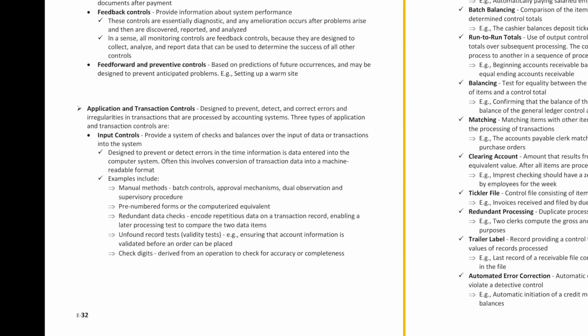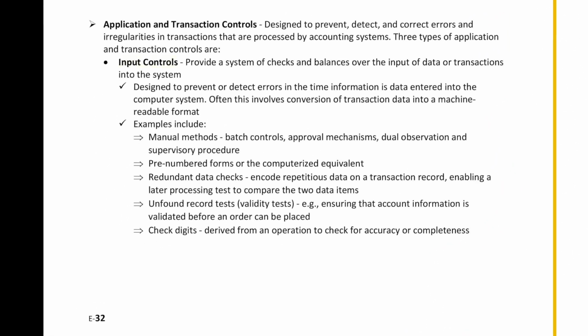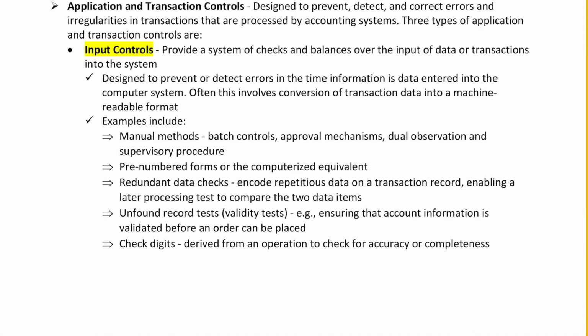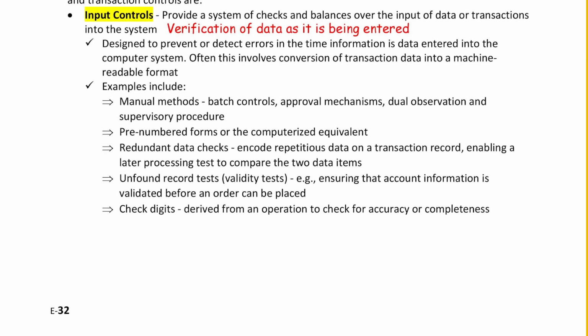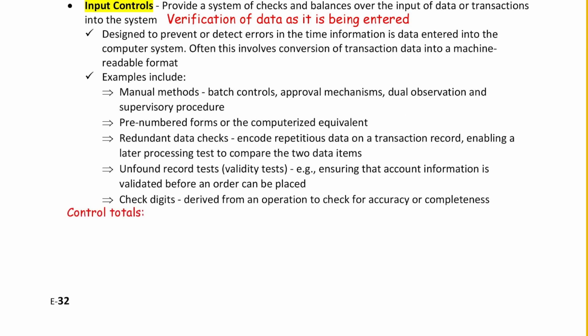On page 32, we are looking at highlight input controls as part of application controls. Now, input controls are about verification of data as it is being entered. Let's draw up a good example of control totals, which are a mix of input and processing controls. So do 3 columns there: check number, account code, and amount.